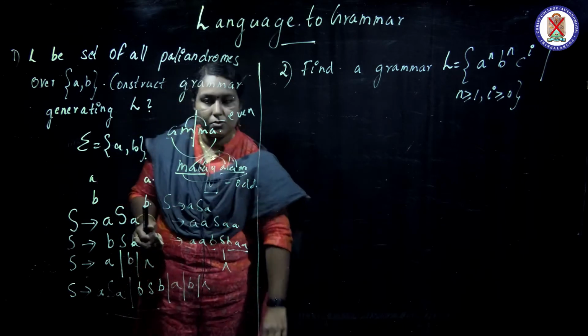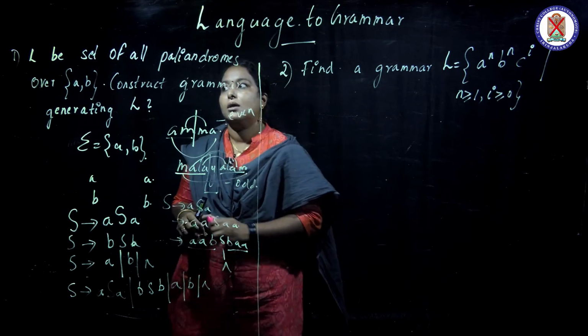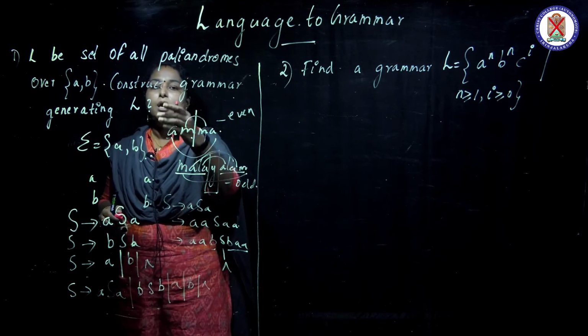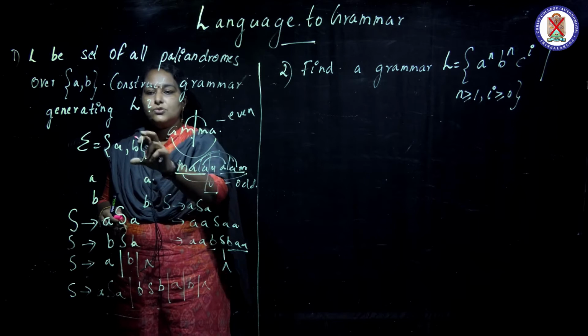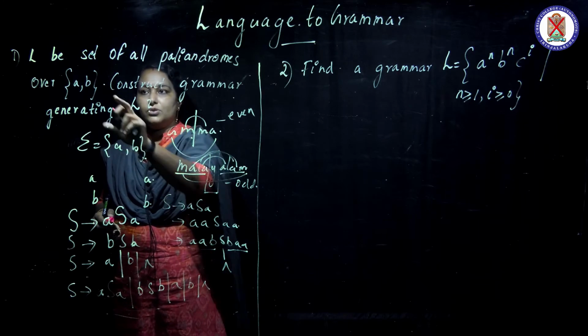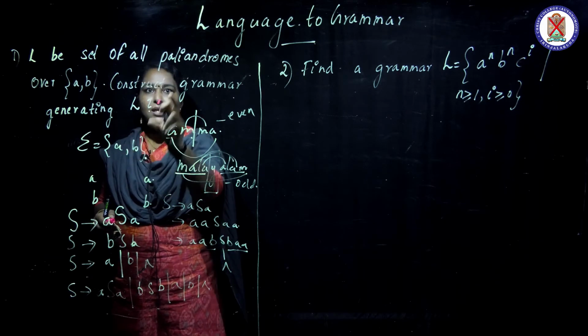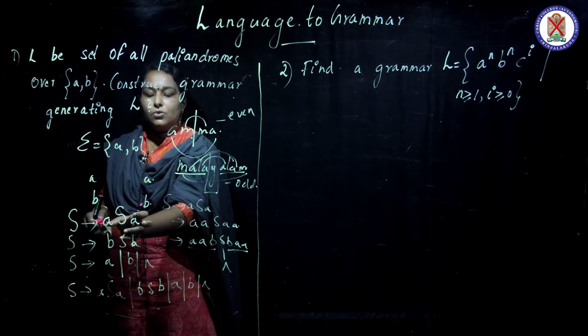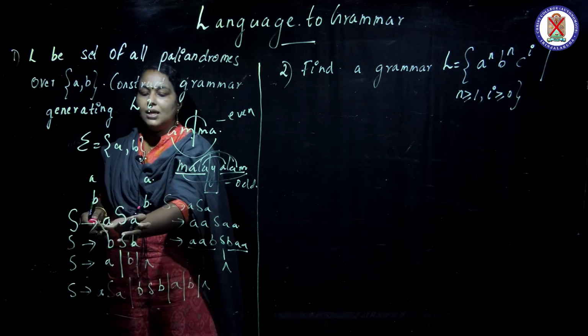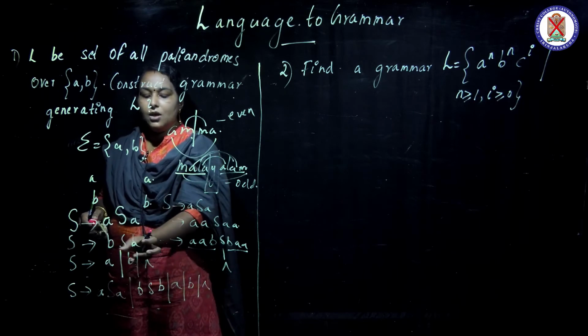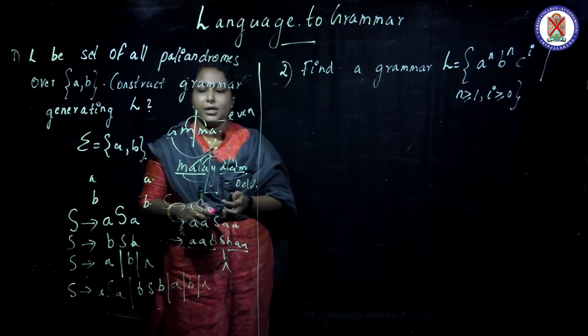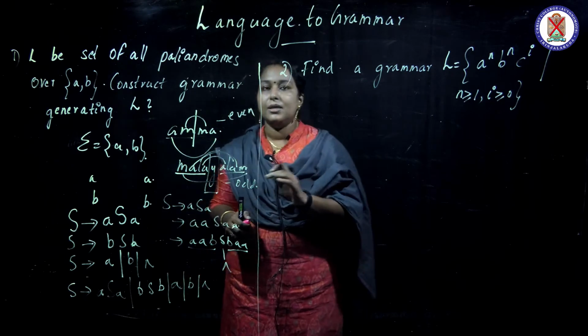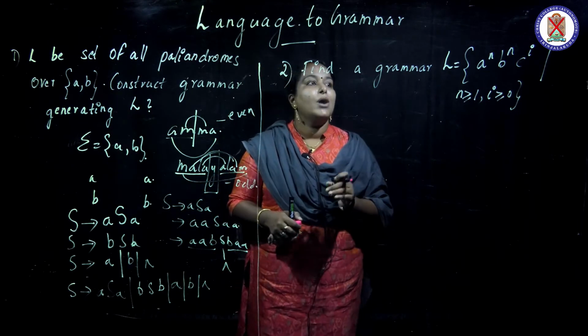Okay, so this is about the construction of language, from language to grammar. First you have to check what alphabets you are using, check the language and what combinations it produces. Use this combination with the same trick that is here, and you will get the corresponding grammar here.